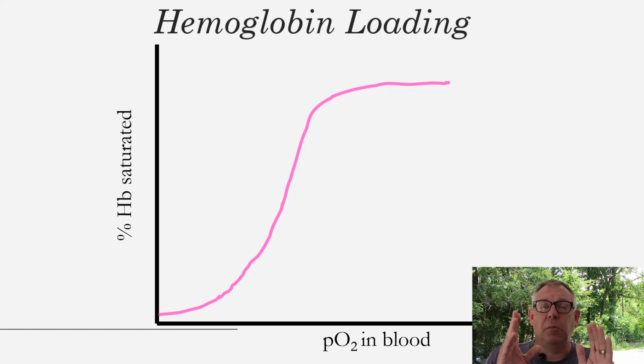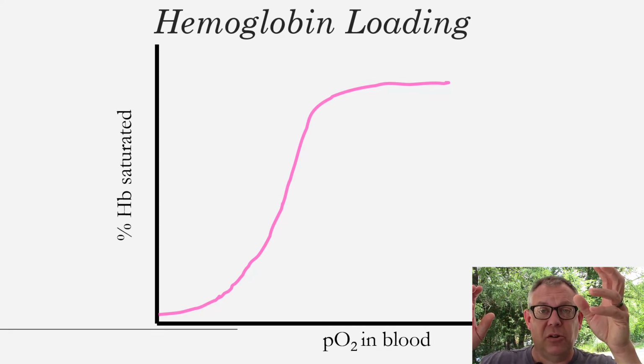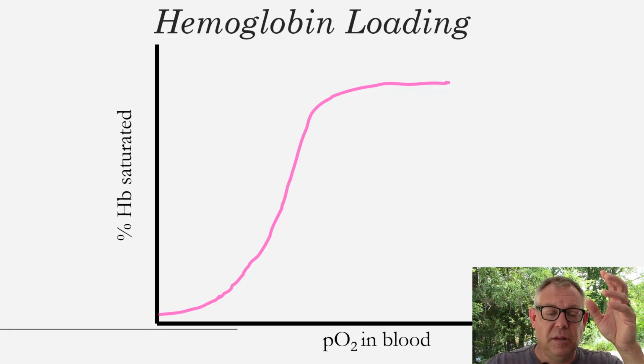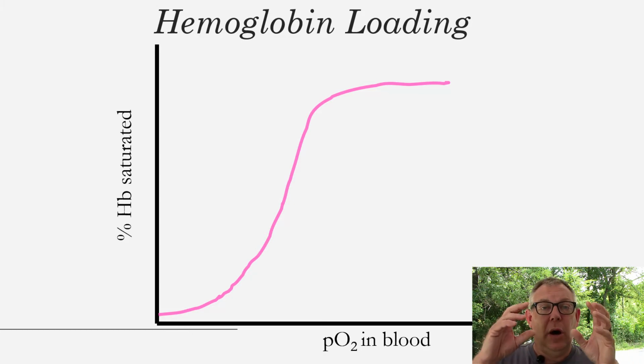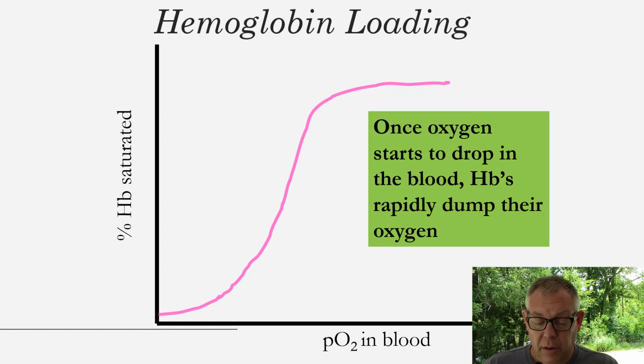And this also works in reverse. If you've got a lot of oxygen in the blood, then most of your hemoglobins are saturated with oxygen. But as the oxygen drops in the blood, again, it's more likely for hemoglobin to drop oxygen, and once it drops one oxygen, it drops all of them. And so as oxygen drops, then the hemoglobin saturation drops very rapidly. That's what I'm saying here. It works in both directions. Once oxygen starts to drop in the blood, the hemoglobins rapidly dump their oxygen.